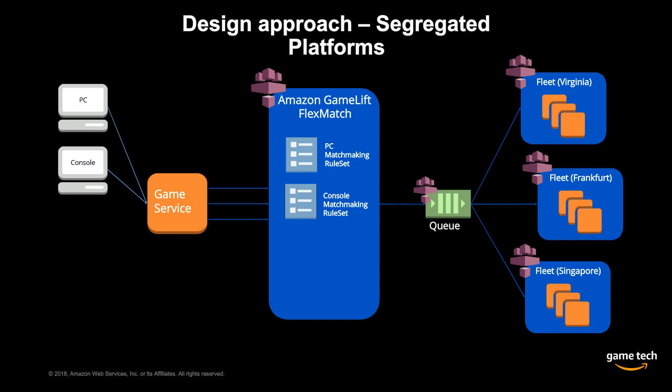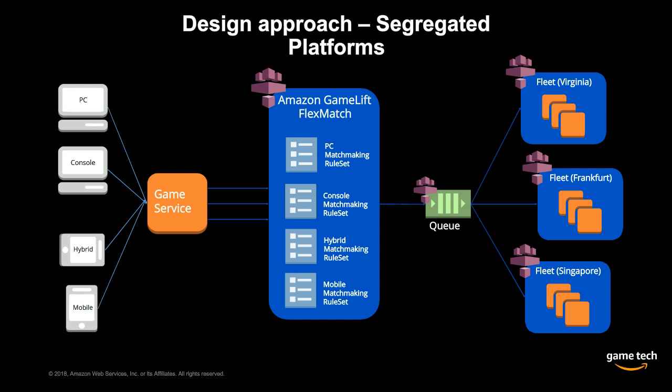But we can keep doing this. We can then add, say, hybrid devices to that next one, and a new matchmaking rule set for that, and then, of course, mobile as well. So you can see we can just continually roll out new matchmaking rule sets when we want to add platforms. And this doesn't get us to cross-platform yet, but even with that added barrier, we still have just the one infrastructure and architecture end-to-end.